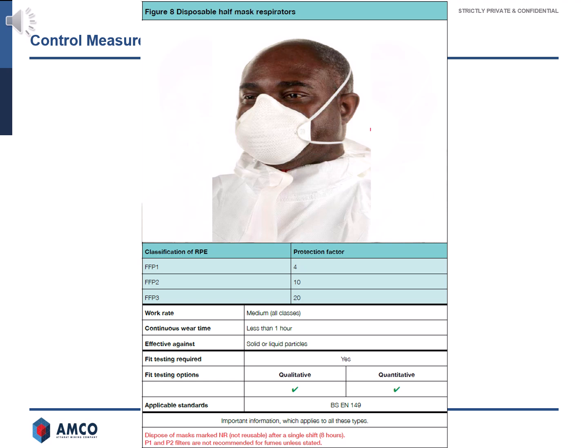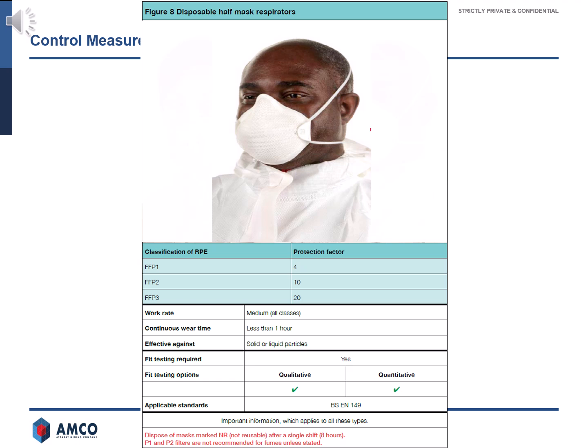Disposable half-mask respirators, usage guidelines. Classification and protection factor. FFP1, protection factor of 4. FFP2, protection factor of 10. FFP3, protection factor of 20. Work rate, suitable for medium work rates across all classes. Continuous wear time, recommended for less than 1 hour.